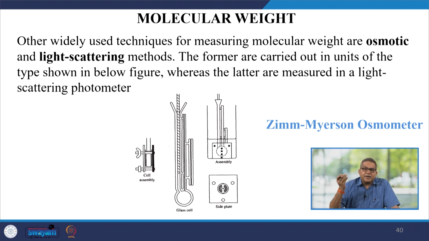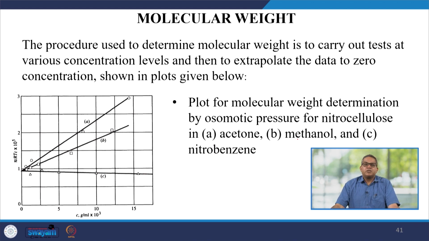Another widely used technique for the measurement of molecular weight is the osmotic and the light scattering methods. Now, these osmotic methods are carried out in the units which are shown here. The next, that is the light scattering method, is used in the light scattering photometer. Now this is the Zimm-Myerson osmometer. The procedure is quite simple. To determine the molecular weight, you carry out the test at various concentration levels and then extrapolate the data to zero concentration, like here. By this way you can calculate.